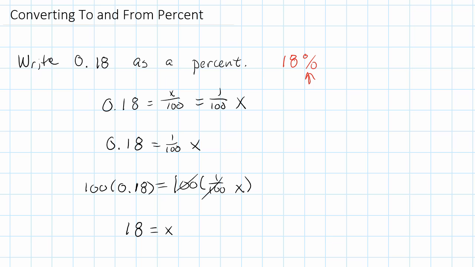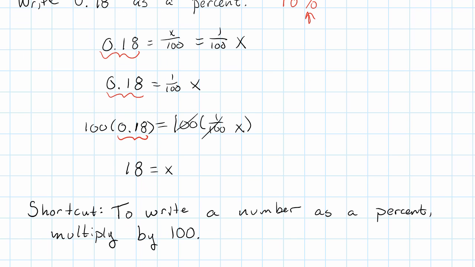Okay, but there wasn't anything special about this number here, right? Whatever number we've written here will go through exactly the same process. To write a number as a percent, we just multiply it by 100.